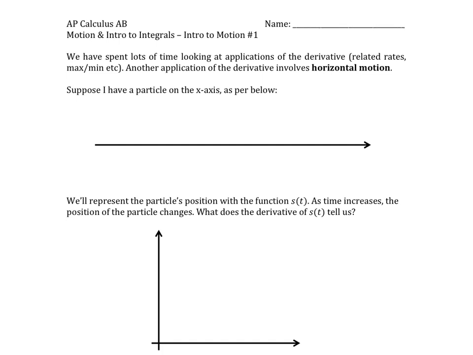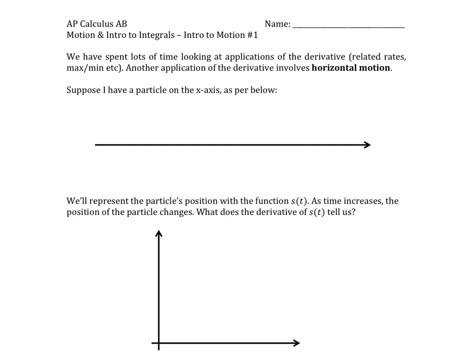Okay. So we've spent lots of time, obviously, looking at applications of the derivative. We've seen a lot about related rates, optimizations, and maxes and mins. Another application of the derivative, really the last application we're going to look at, is something called horizontal motion. If you've taken physics, you may have seen this, you may not have. I'm going to assume no knowledge from anybody on this. So if it's a repeat for you, great. If it's new, you should be fine.